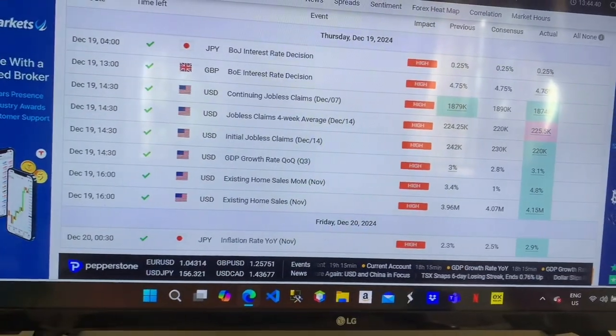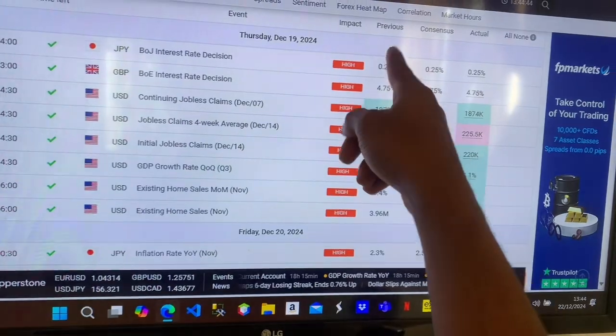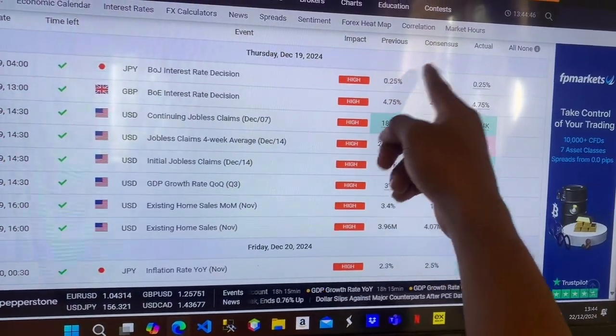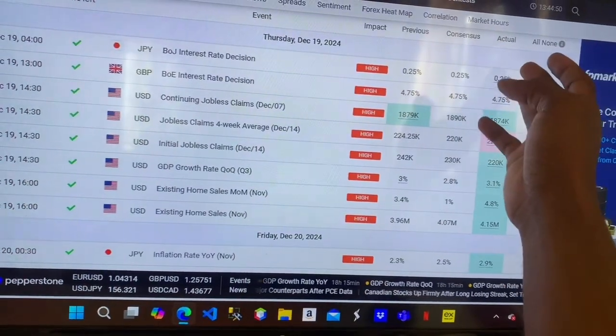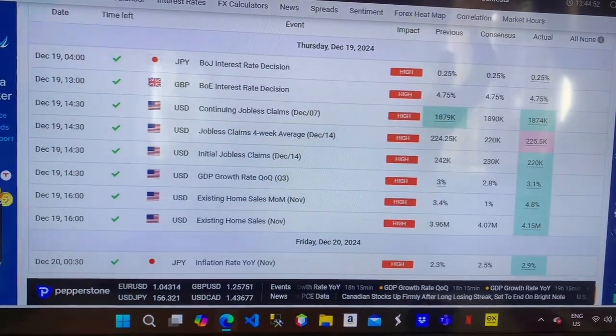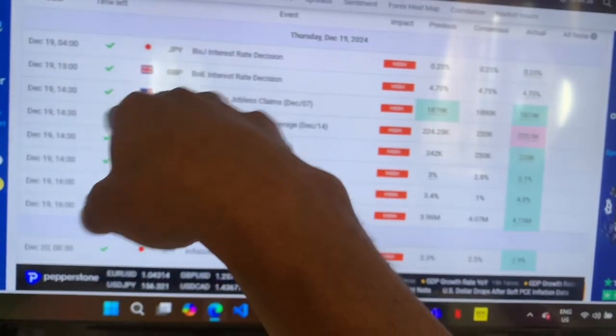So look at the Bank of Japan interest rate decision that came out. The previous was 0.5, the consensus was 0.5, and the actual that came out was 0.5. So it came out as expected, and they didn't cut their interest rate, or increase their interest rate.